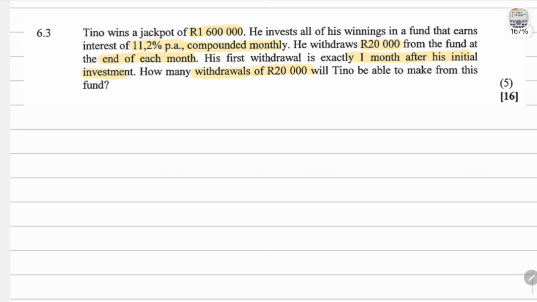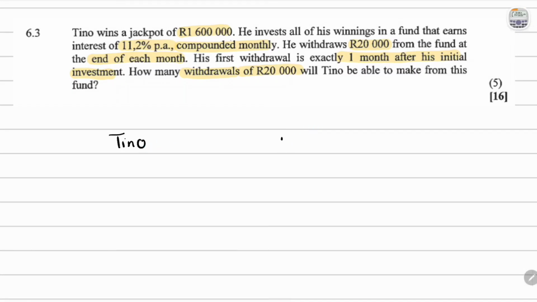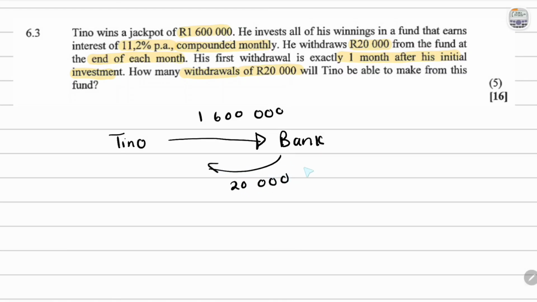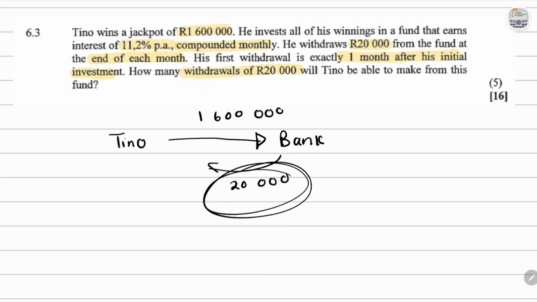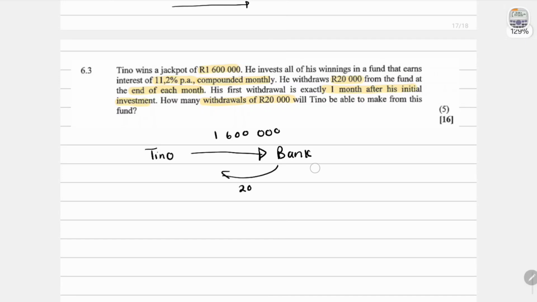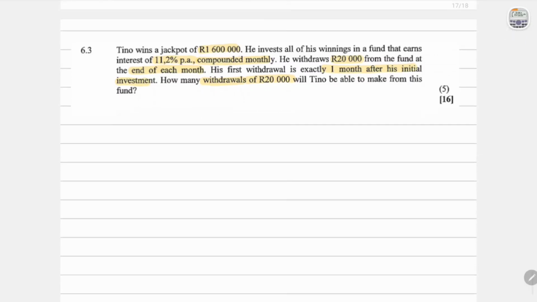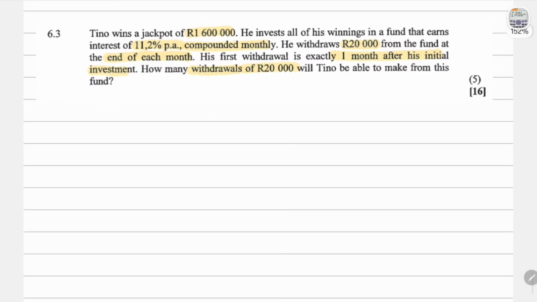So this situation is a case where Tino is giving the bank money because he's investing this money. So it's not that Tino is borrowing money from the bank, but rather he's giving the bank money. And the bank needs to give Tino back. So he gives them this amount, kind of like a loan. And then the bank needs to give him back 20,000 every month. And we just need to find out how long this will go on for. Okay, how many 20,000 rands can he withdraw from this bank? So this is a case of present value, but it's just not Tino borrowing money from the bank. Rather, it's kind of like the bank borrowing money from Tino. So we're going to need the present value formula.